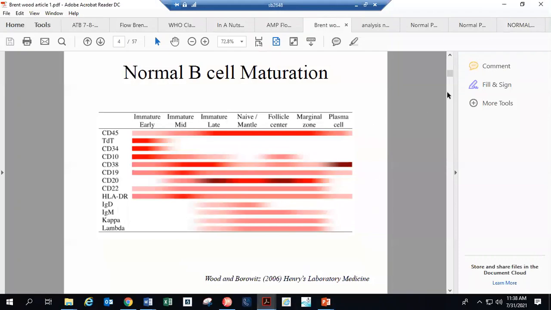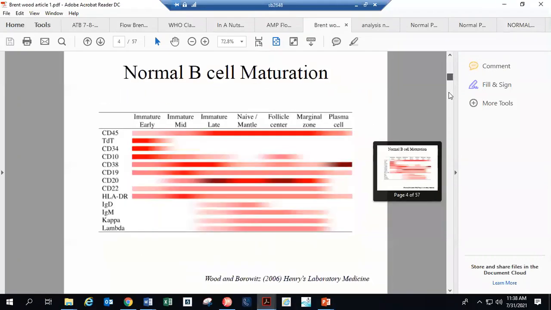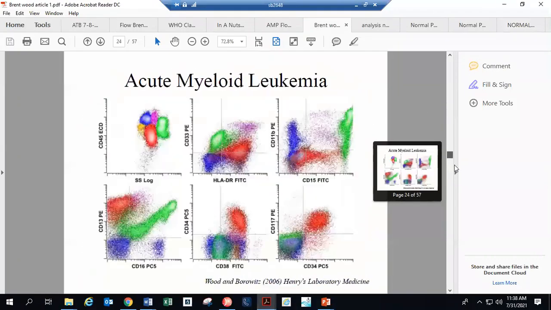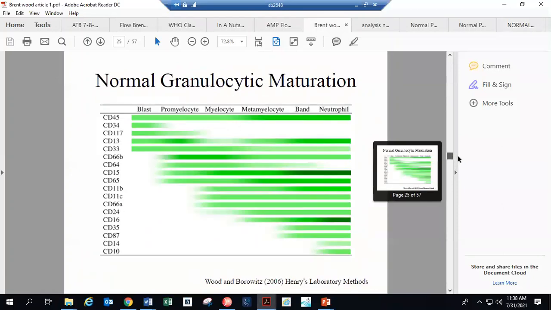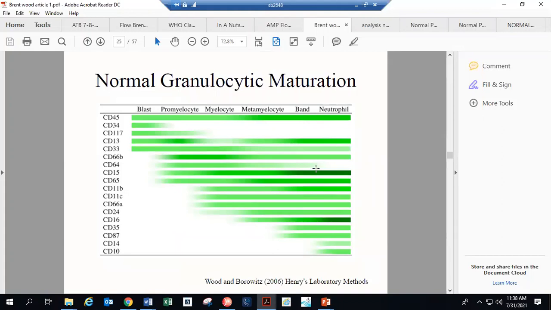Can you talk a little bit about CD14 and CD64 as monocytes mature? How do they change? So actually, that was discussed very nicely in the Brentwood article. Let me go to the myeloid. But again, this is evaporating so much that even those who must have read this will not be remembering very well.